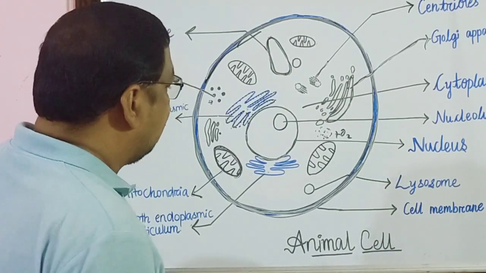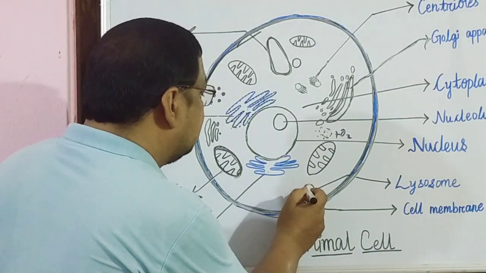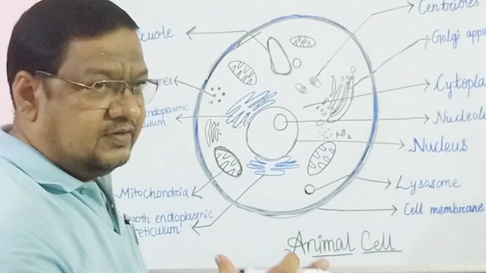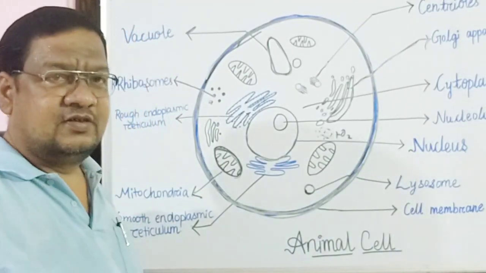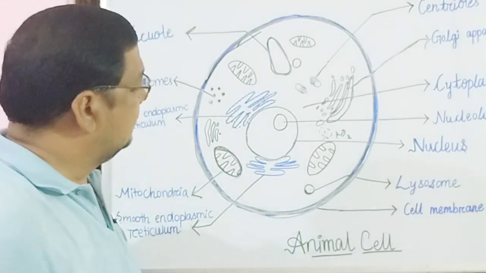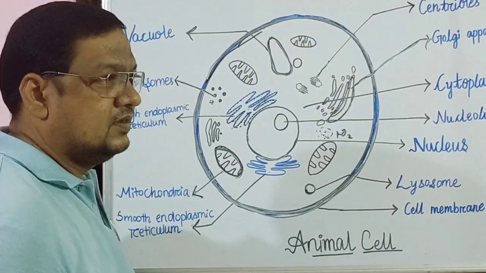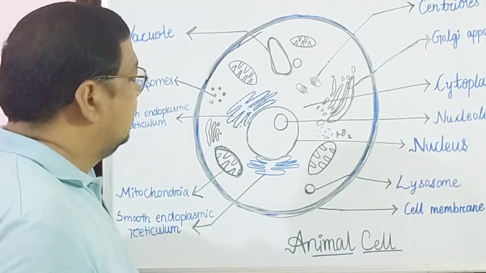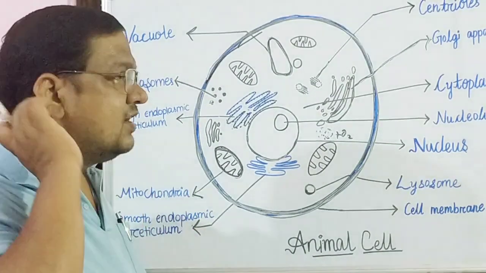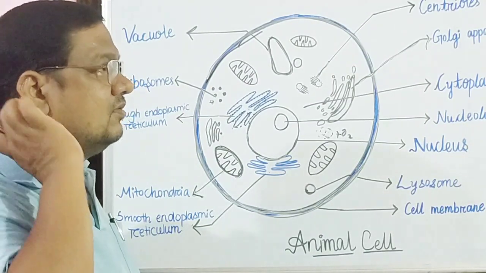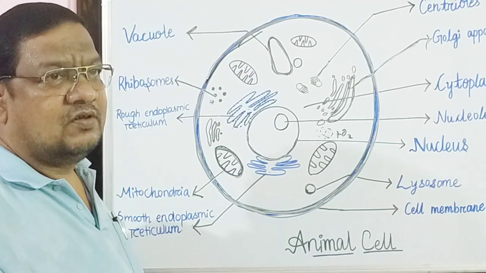Then another thing is the lysosome. It is a sac-like structure which contains powerful enzymes. How does it help us? Because it destroys all the dead cells of our body and also sometimes the harmful antigens coming towards our body.